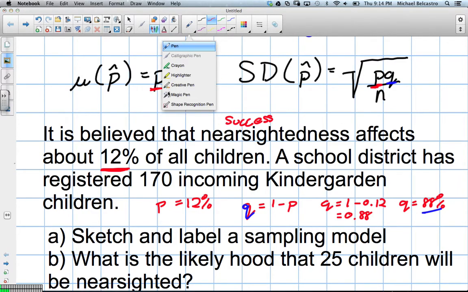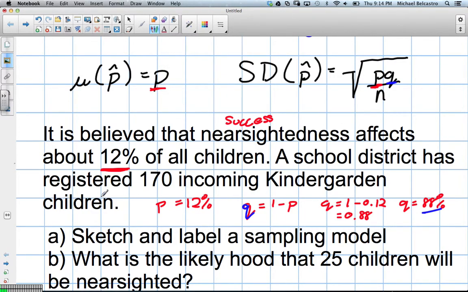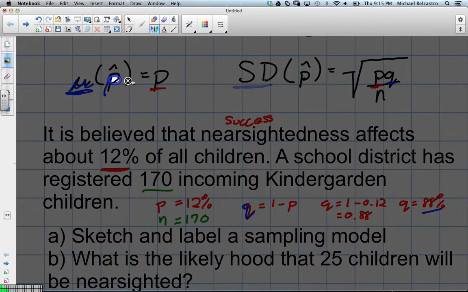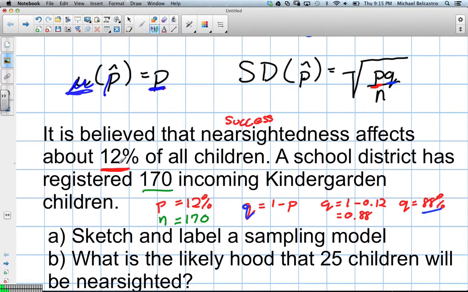And it says here in the question that a school district has registered 170 incoming kindergarten children, okay? That is going to be our N in this study. So in this sample, we have 170 kids. So N is equal to 170. So already we have enough information with proportions to solve for standard deviation. And we already know the average, or the mean of the proportion. The mean of the proportion is P. In this case, that's 12%. Okay, so that's what the proportion means.